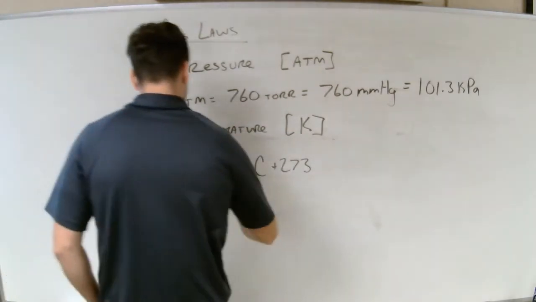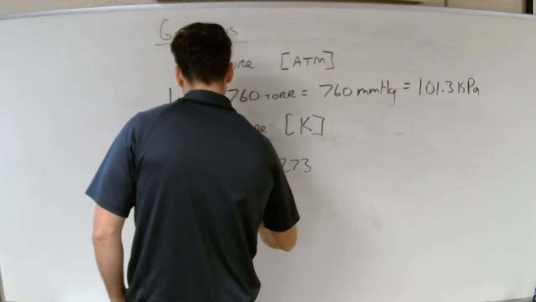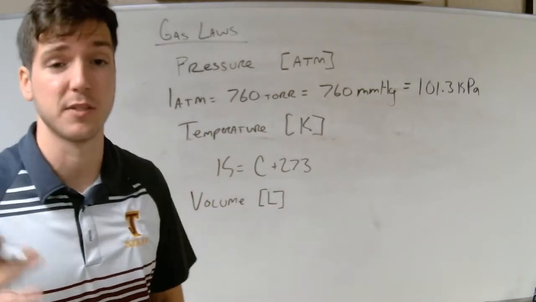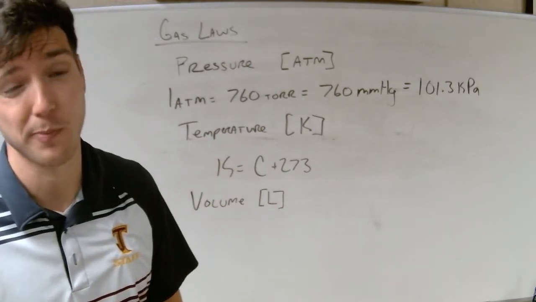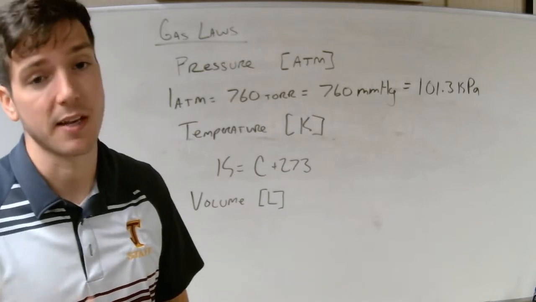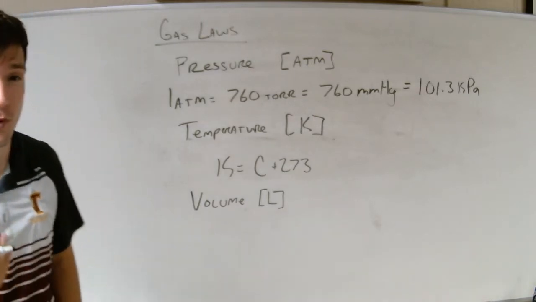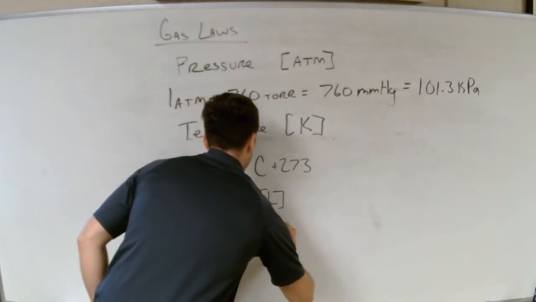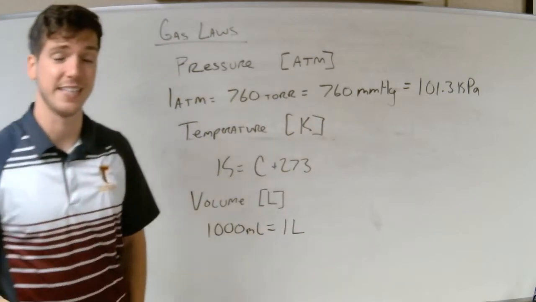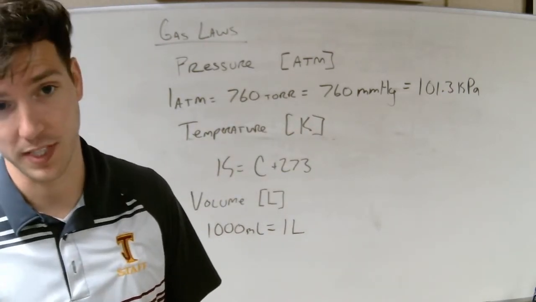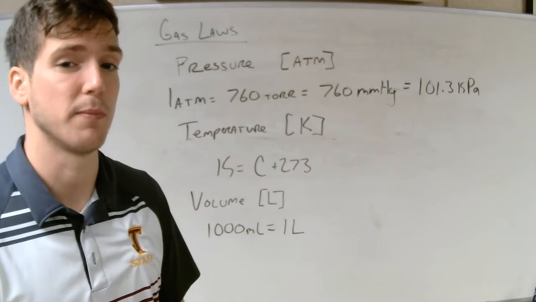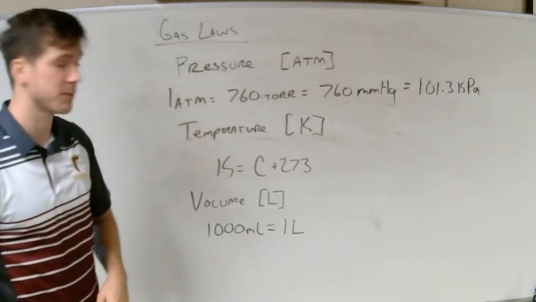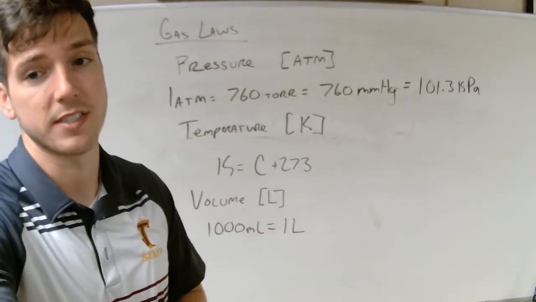And then volume has to be in liters. Since gases like to move around and fill the container, they usually take up more space. So we deal with liters instead of milliliters. And just make sure you know how to do the conversion from milliliters to liters. You should know that 1,000 milliliters equals 1 liter. If I have 300 milliliters, that's 0.3 liters. If I have 5,000 milliliters, that's 5 liters. Okay? So know how to do that. Make sure that your pressure, temperature, and volume are all in the same units.